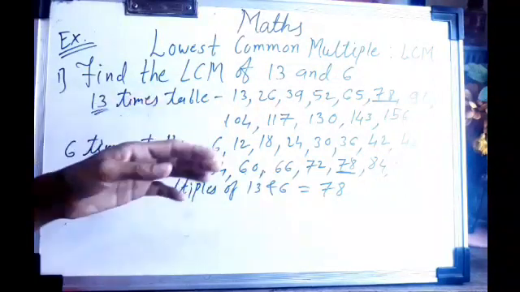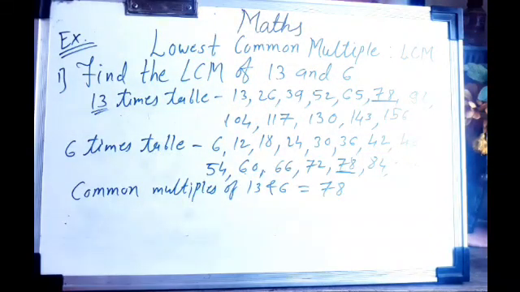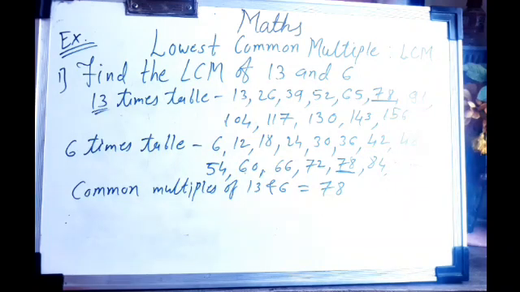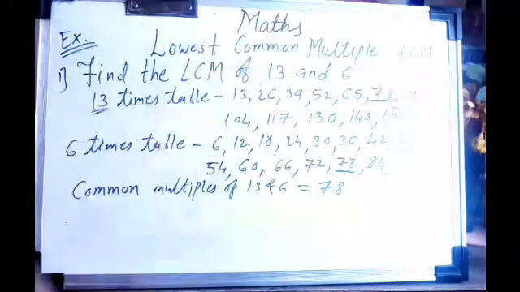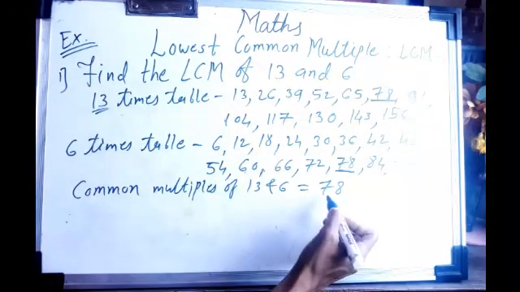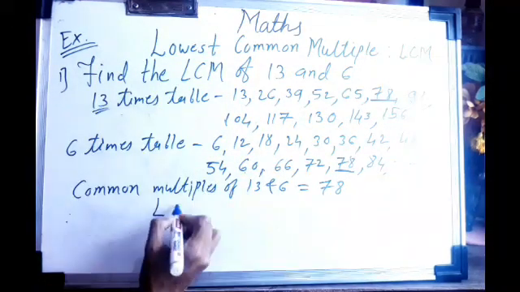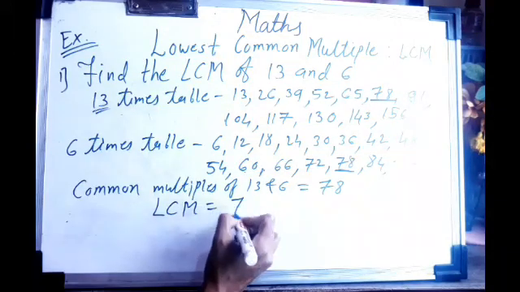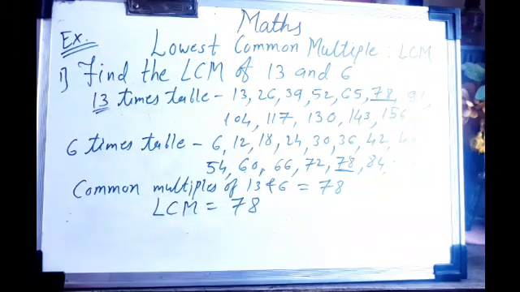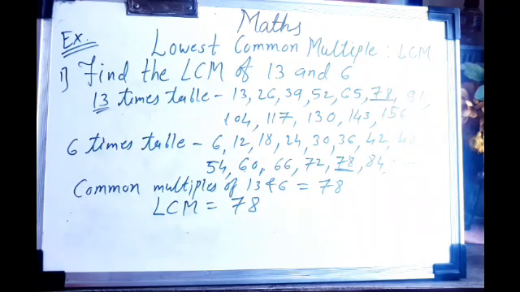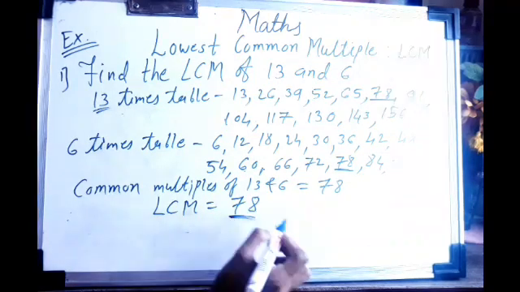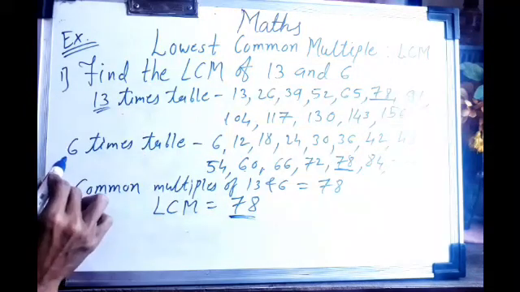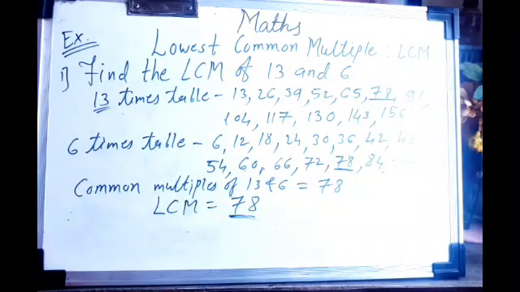Otherwise there were no common numbers in this. So what I did, I extended the table, so I got 78. Now at least one common multiple we should get, because we need the lowest common multiple. So which will be the first common multiple? That will be their LCM. So LCM of 13 and 6 is 78. That means this 78 comes in the table of 13 also and in the table of 6 also.